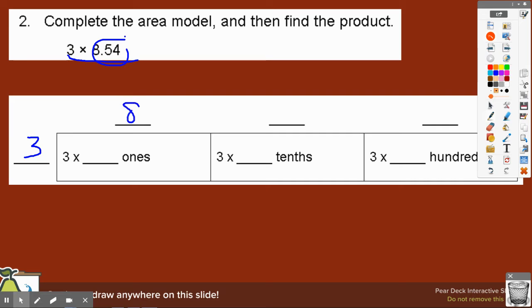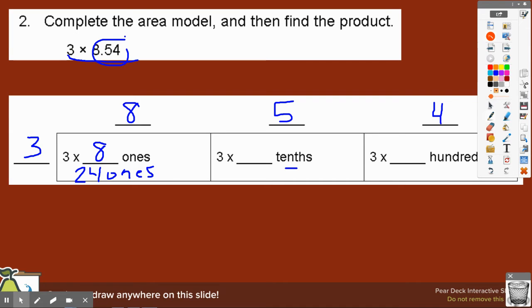So I have an 8 here, that would be the ones place. A 5 here, that would be the tenths place, as you see there. And then a 4 here, which would be my hundredths place. So I need to take 8 times 3, or 8 times 3 ones, and I would get a total of 24 ones.